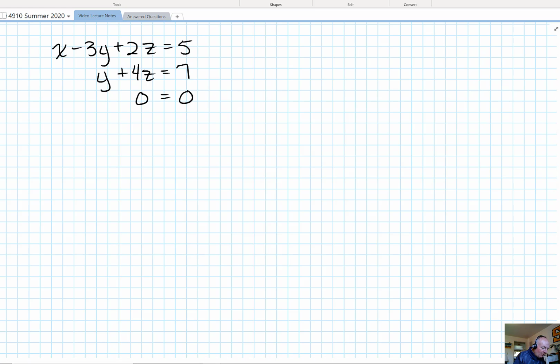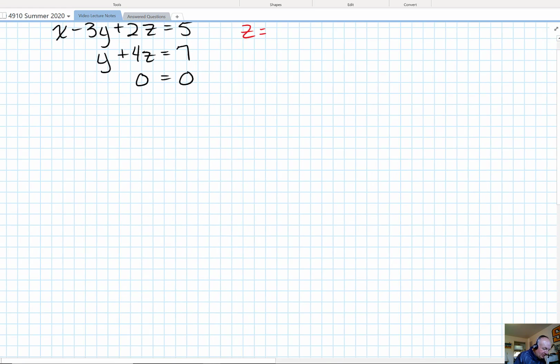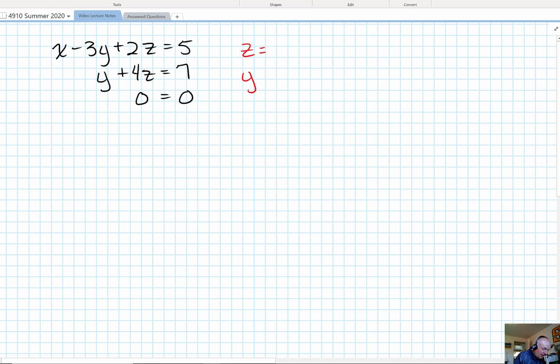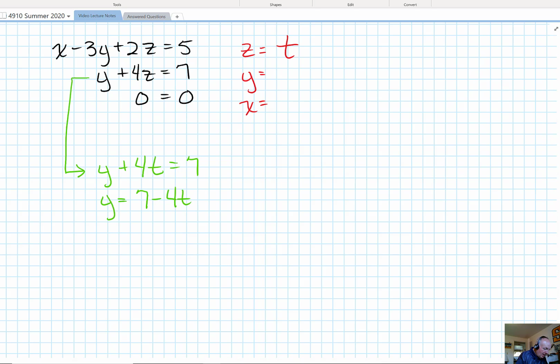So how do we handle that? Well, remember our solutions are going to be, there's going to be a z coordinate, a y coordinate, and an x coordinate. Here's how you handle it. We're going to create a parametric solution. And the way we do that is, for simplicity's sake, we're going to always make it the same. Let z equal t. And now you need to figure out what the other variables are going to be in terms of t. Well, using this equation, if z equals t, we plug that in here, y is going to equal 7 minus 4t. So y will equal 7 minus 4t. That's the formula that's going to give you y if you know what t is.